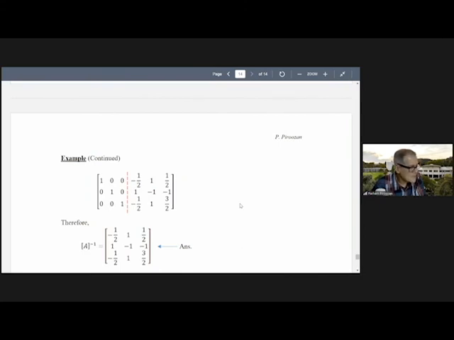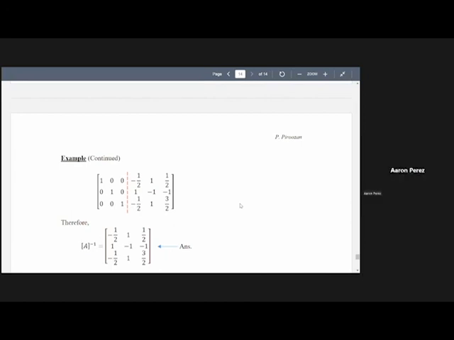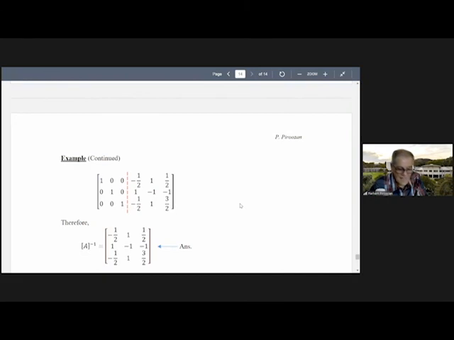We had another method of finding the inverse of a matrix. Anyone can tell me what the other method was called? What was the other method to find the inverse of a matrix? Was it the cofactor method? Very good, you're right. Cofactor method. That is what you did in the lab activity last week. This was the Gauss-Jordan elimination method.